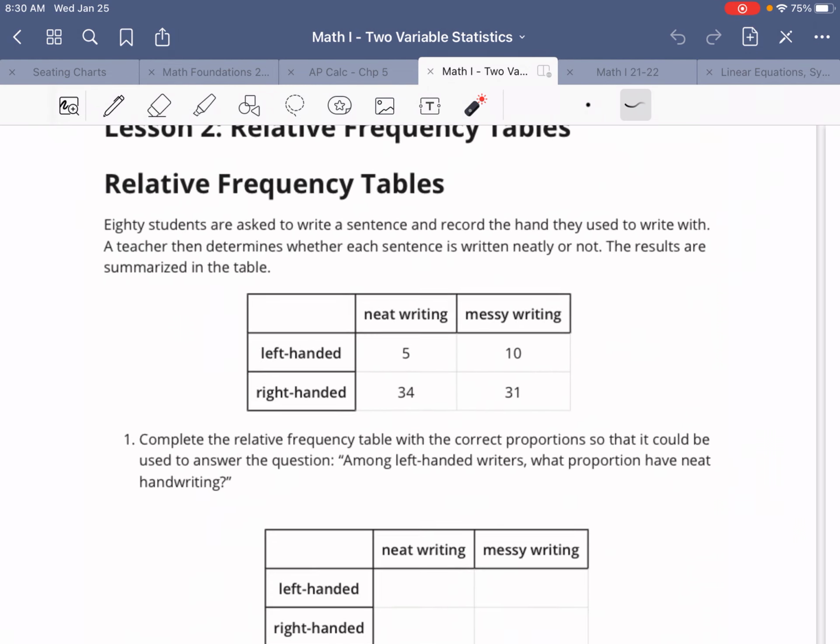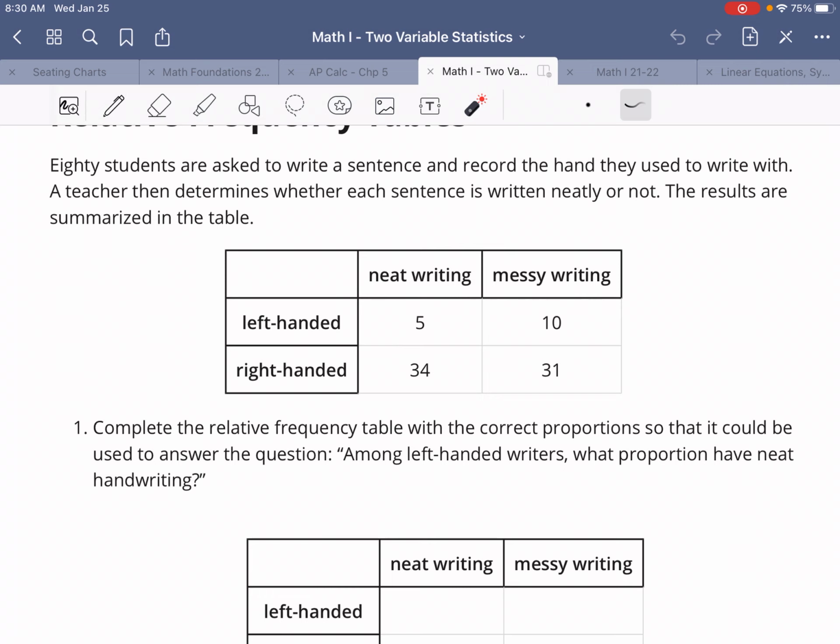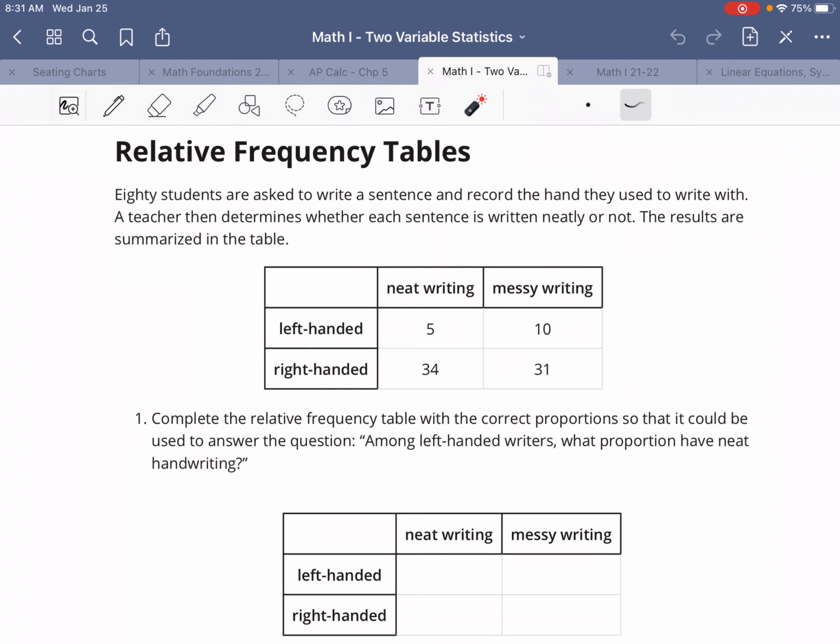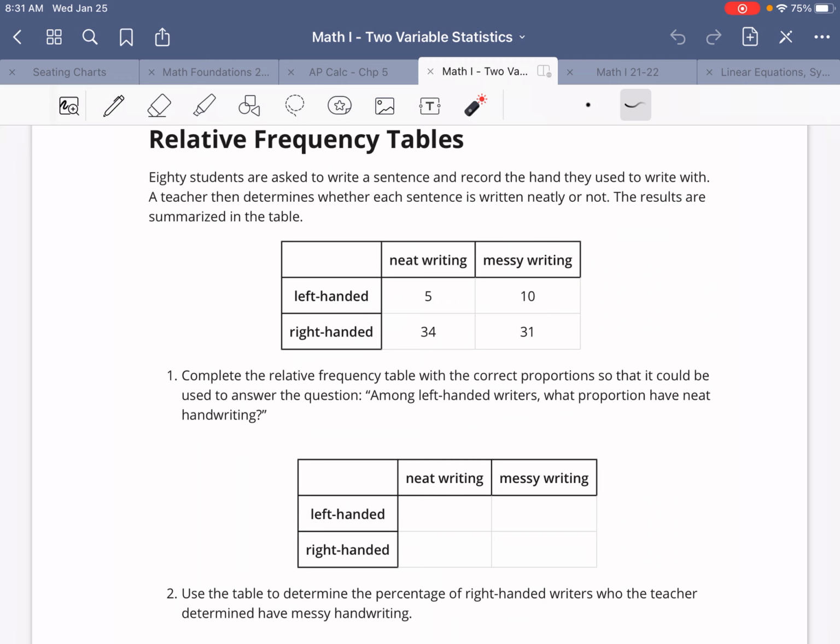So let's take a look at the cool down for just a second. We've got 80 students asked to write a sentence and record the hand they used to write with. A teacher then determines whether each sentence is written neatly or not. The results are summarized in the table. So we've got our two-way table. One category is whether their handwriting is neat or messy, and another is whether they wrote left-handed or right-handed. We want to complete the relative frequency table with correct proportions so that it could be used to answer the question: among the left-handed writers, what proportion have neat handwriting?